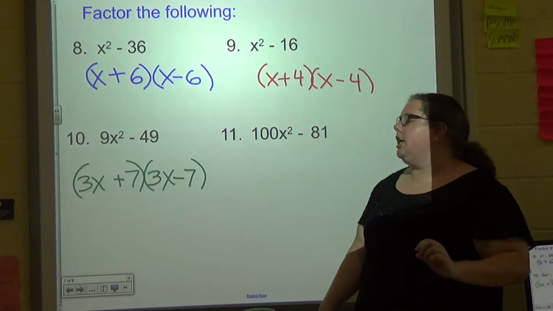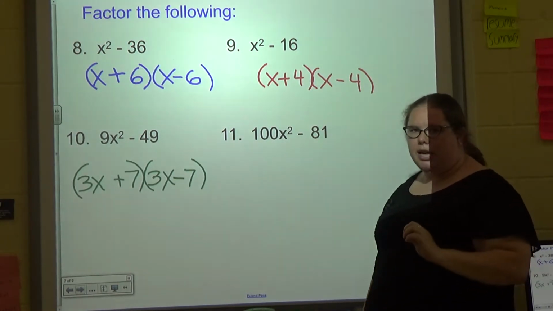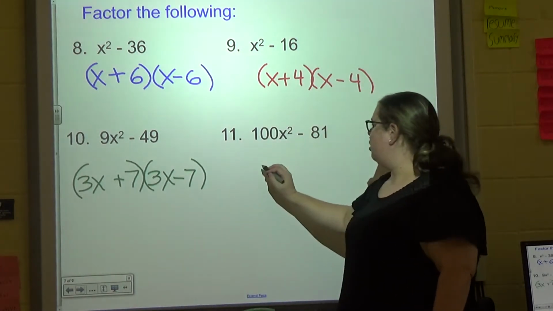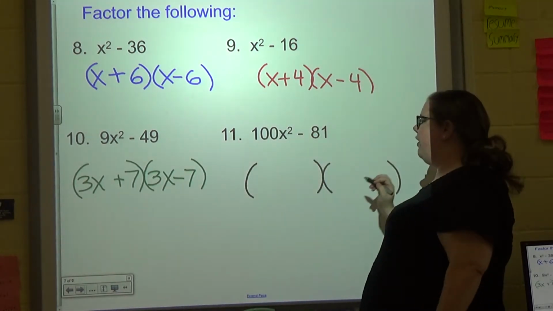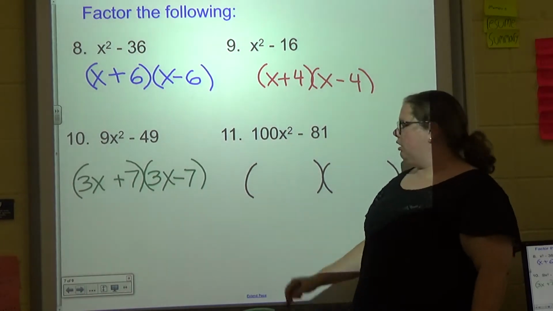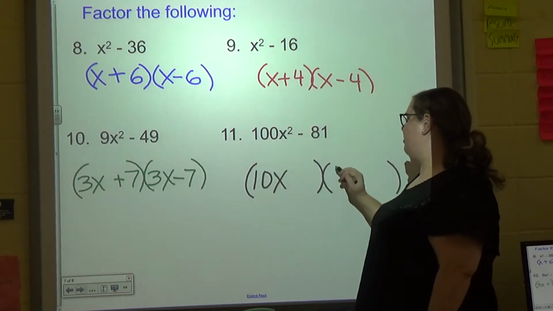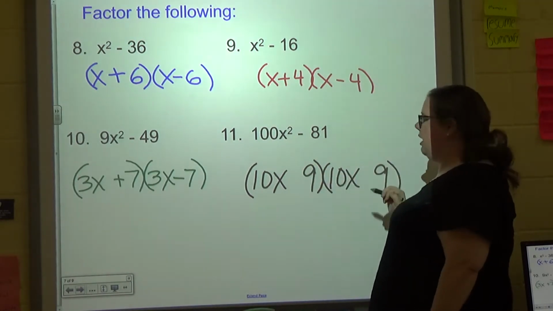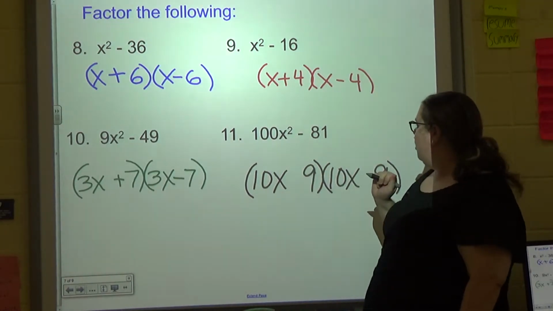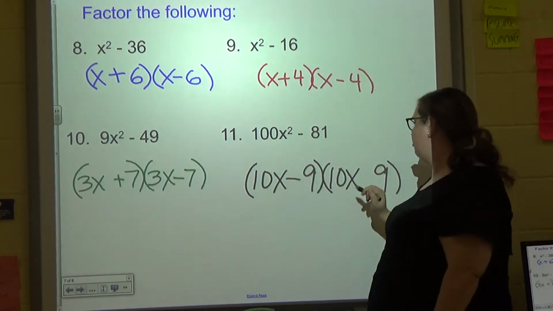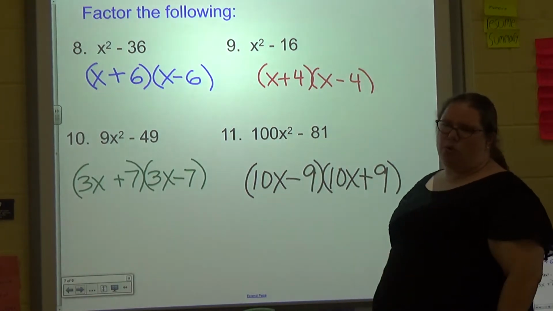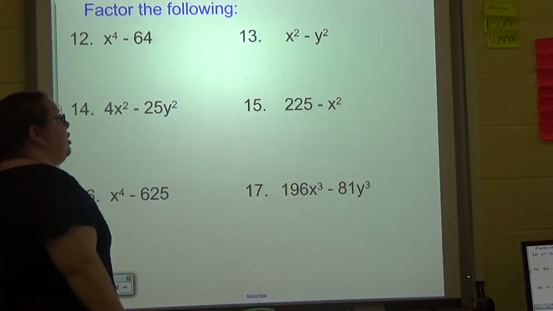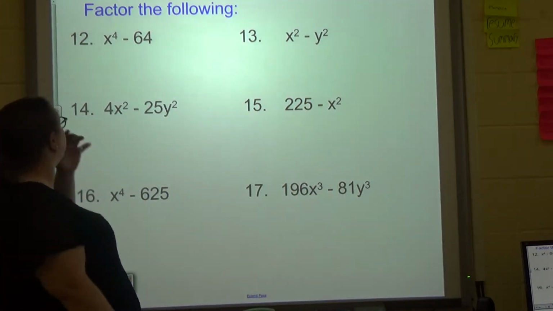I get so many kids that tell me the answer to this one is 50x and 50x. Remember, you are multiplying. 50 times 50 is not 100. 10x times 10x is 100. 9 times 9 is 81. And just because, let's do the minus first. Minus plus. Again, order doesn't matter. Alright, I want you to pause the video and try these on your own.